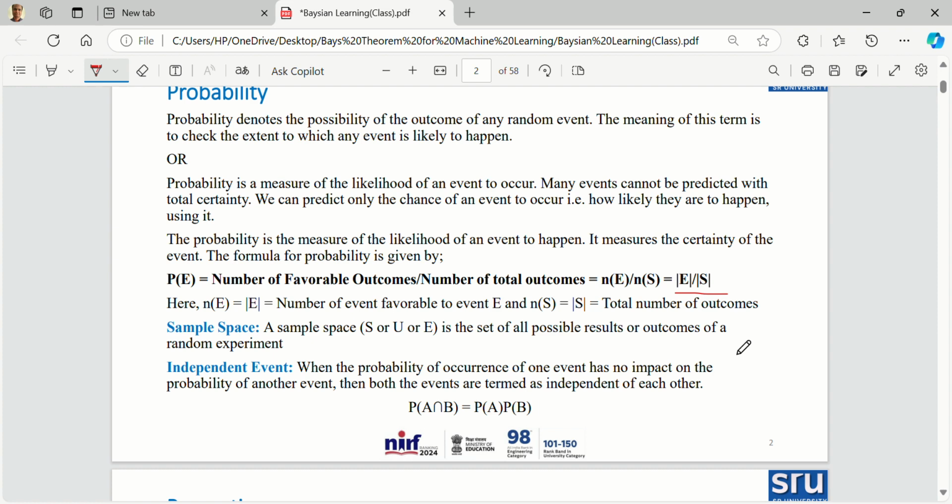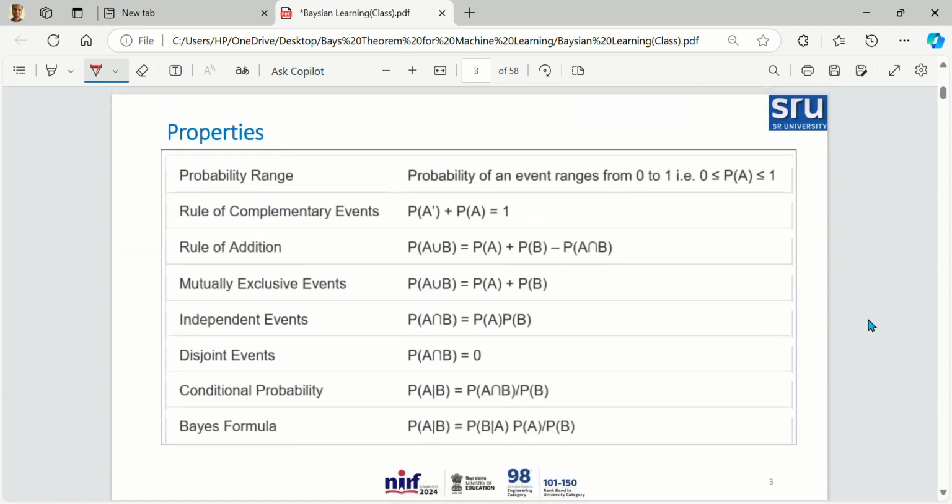That is, probability of A and probability of B are totally independent. The probability of A intersection B, meaning there is no dependence, is probability of A times probability of B. Then properties: the range of the probability is generally 0 to 1.